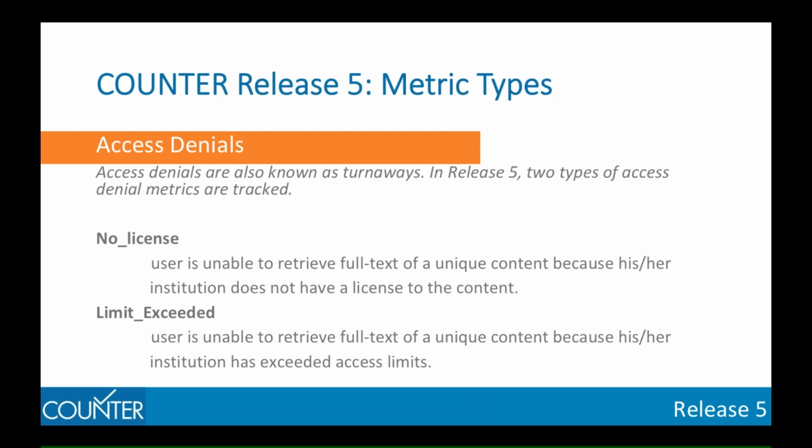So let's talk a little bit about access denials. Access denials are also known as turnaways, where a user tries to access content but the request is returned as denied, due to either the user not having a subscription to the content or the user exceeding allowed limits. There are 2 metric types here: no license and limit exceeded. No license means the user or the user's institution doesn't have a license to access that content. Limit exceeded means the user or institution has limited access to content. However, when that person tried to access the content, it was not available due to exceeding the limits.